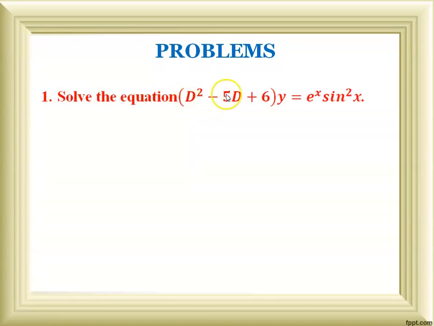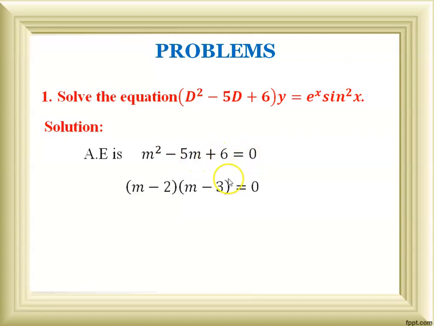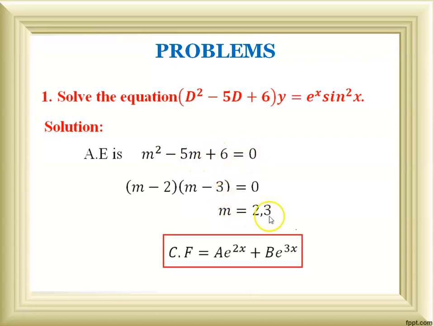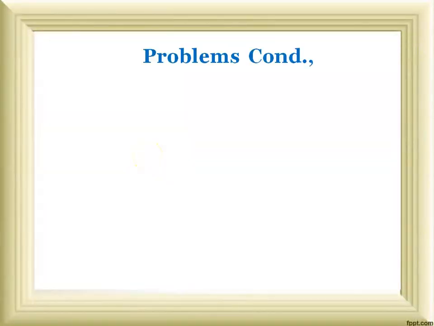Solve the equation d square minus 5d plus 6 into y is equal to e power x into sine square x. So let us have the auxiliary equation m square minus 5m plus 6 equal to 0. After simplifying, I will get the roots equal to 2, 3. The corresponding C.F. is equal to a into e power 2x plus b into e power 3x. Now we move on to the particular integral.